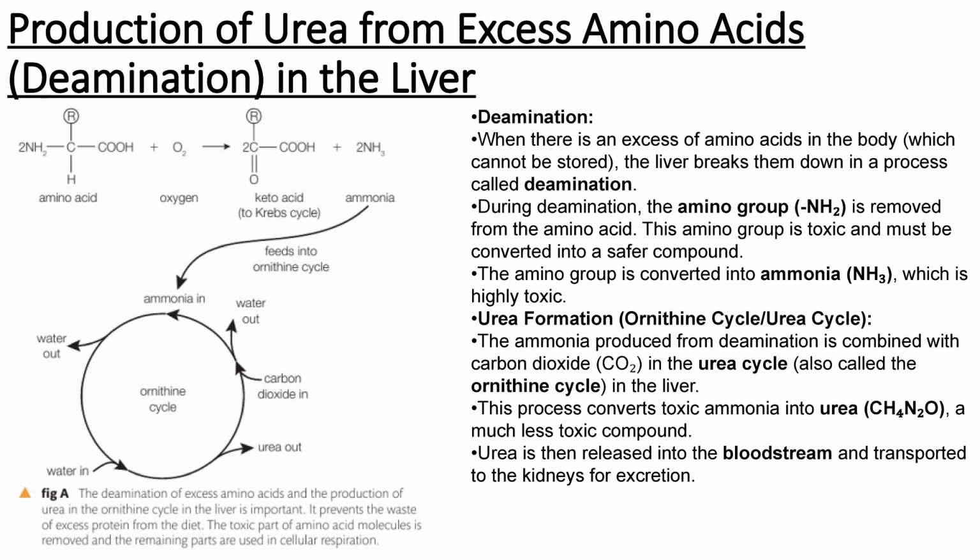Okay. Now, the second step is conversion of ammonia to urea. Because ammonia is highly toxic, the liver actually converts it into a less toxic substance known as urea. This is done through the ornithine cycle, which is also known as the urea cycle. This cycle involves a series of enzyme controlled reactions where ammonia combines with carbon dioxide to form carbamyl phosphate. Carbamyl phosphate enters the urea cycle and eventually leads to the production of urea.